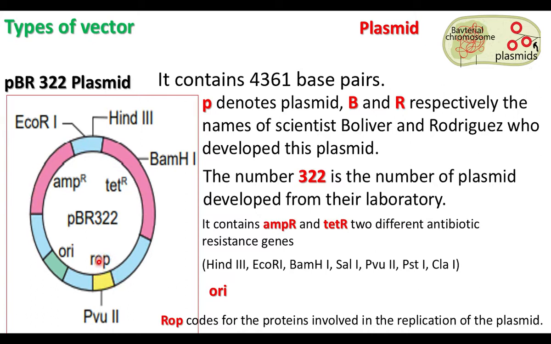The ROP region controls the replication of the plasmid. That is also present in the pBR322 plasmid.